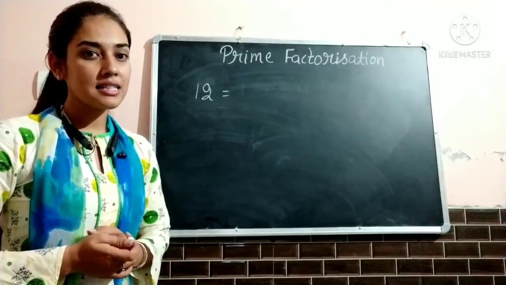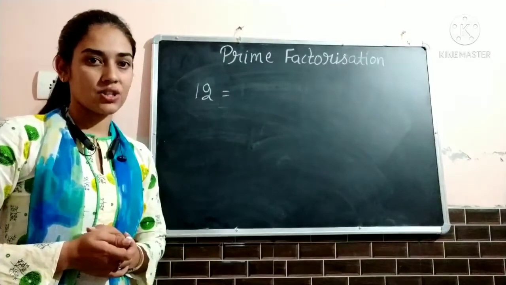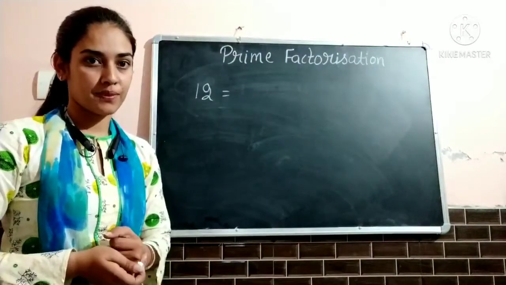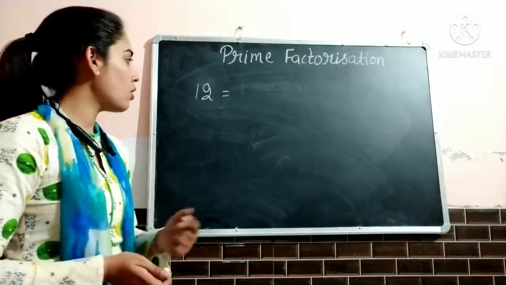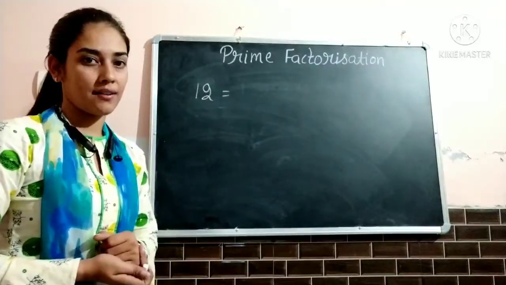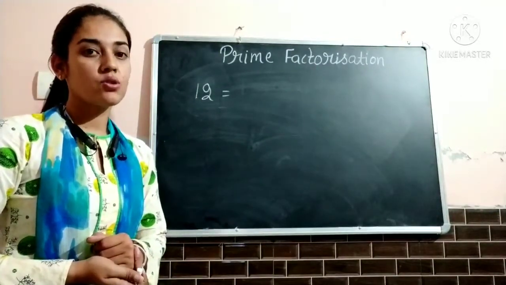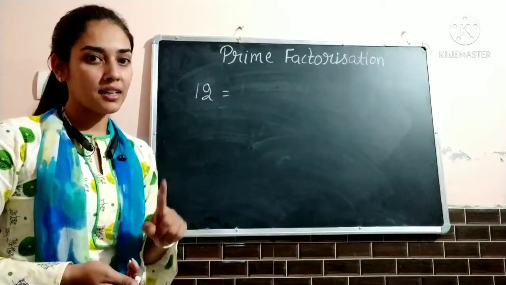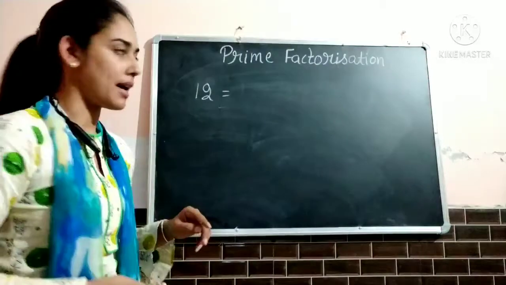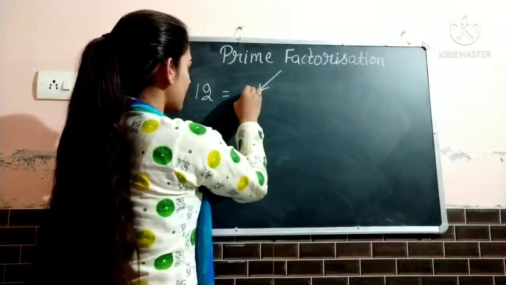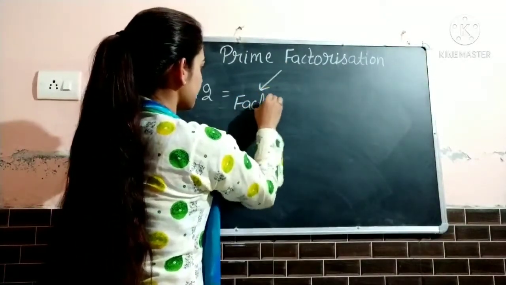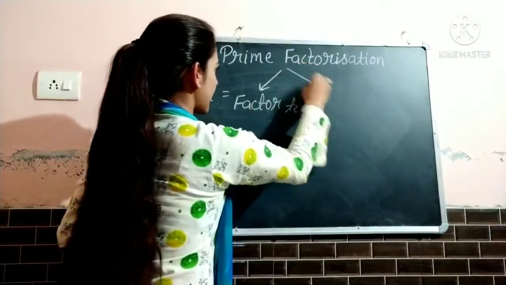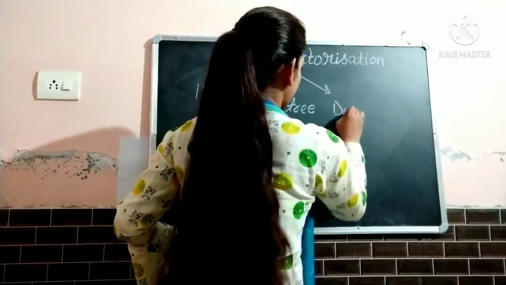As I said, the definition of prime factorization is factorization in which every number is prime. So look here, the factorization of 12. How to find it? There are two methods to find the prime factorization. One is the factor tree method and the second one is the division method.